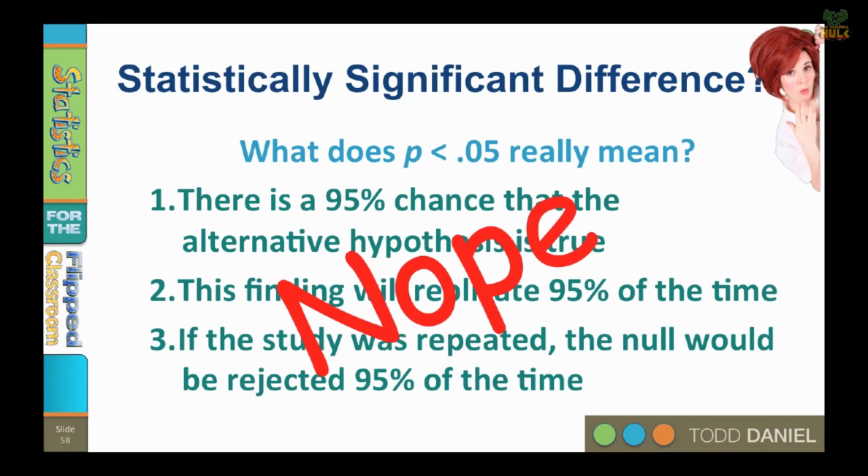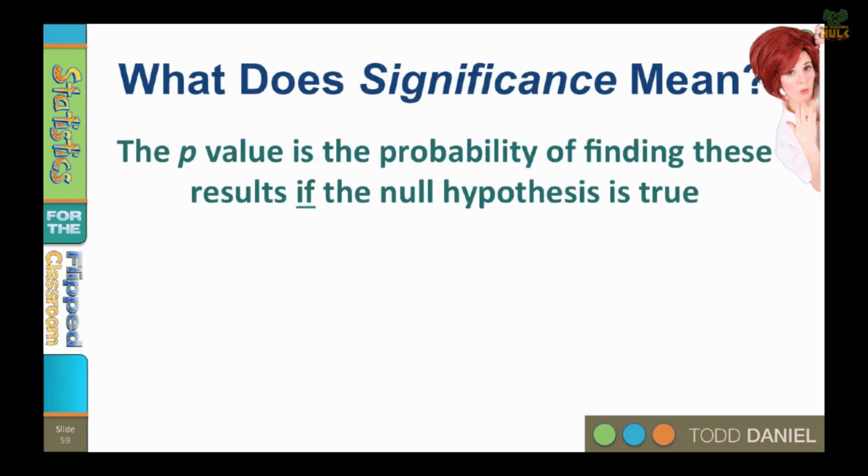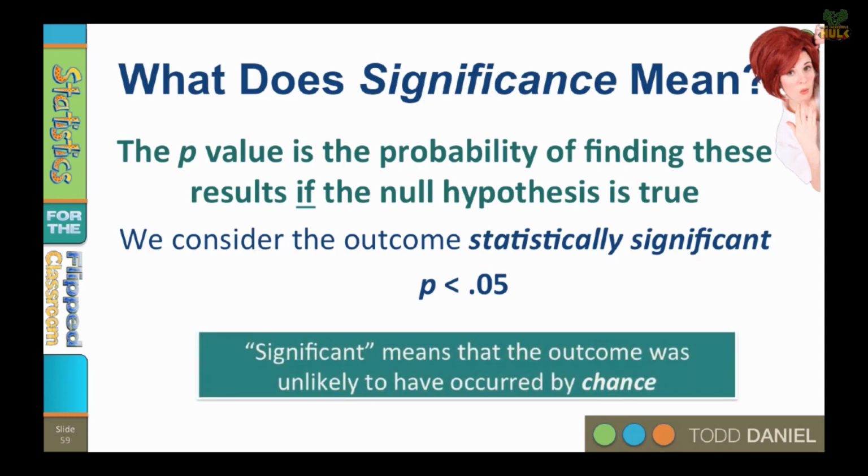So what does p less than 0.05 really mean? The p-value is the probability of finding these results if the null hypothesis is true. A statistically significant difference, p less than 0.05, means that the outcome that we observed was unlikely to have occurred by chance.